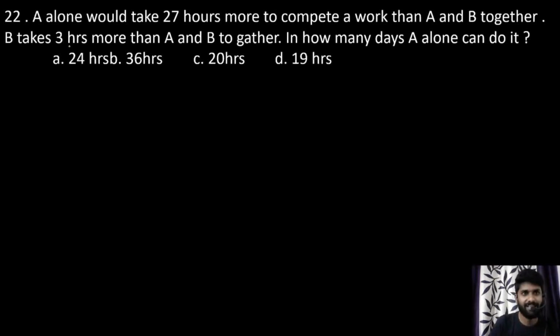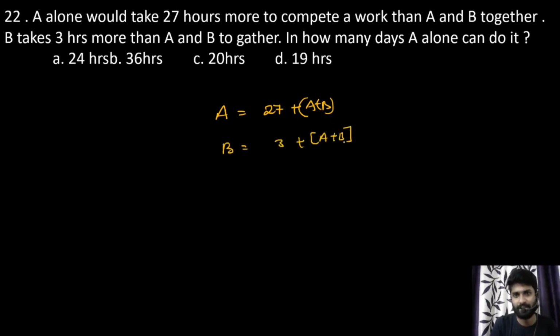What is your answer, guys? See, A alone takes 27 hours more than A and B together. Next, B alone takes 3 hours more than A and B together. Then A plus B is exactly equal to the square root of 27 into 3.